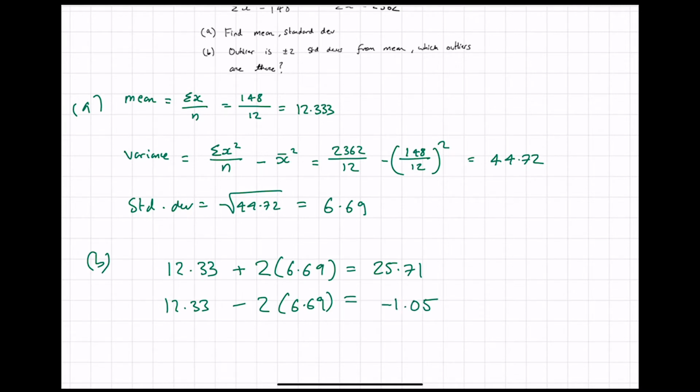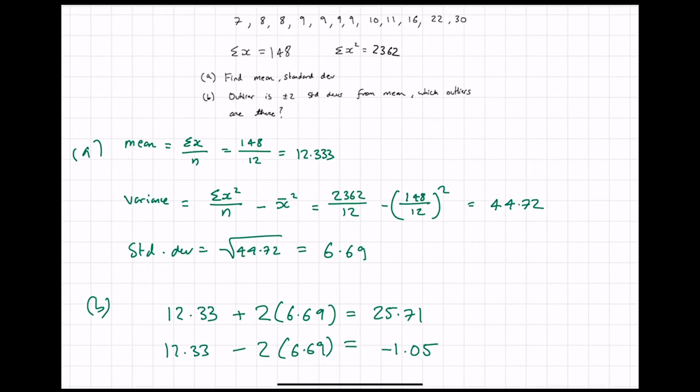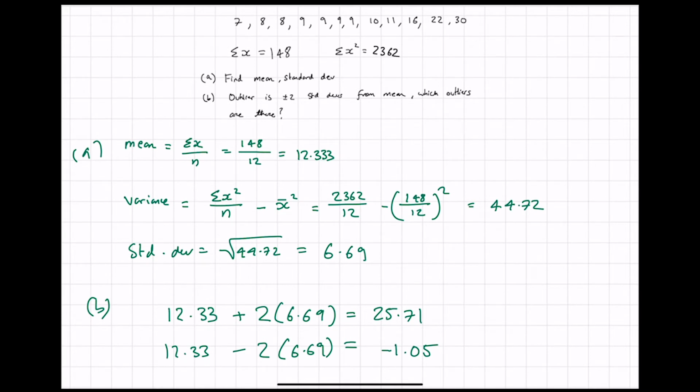So anything which is more than this would be an outlier. Anything less than that would be an outlier. So let's compare that to our data. So again, in the lower bound, there's nothing which is less than minus 1.05. So everything here is okay.